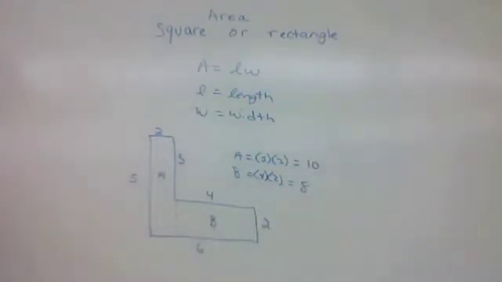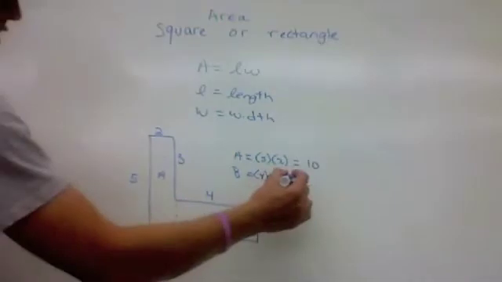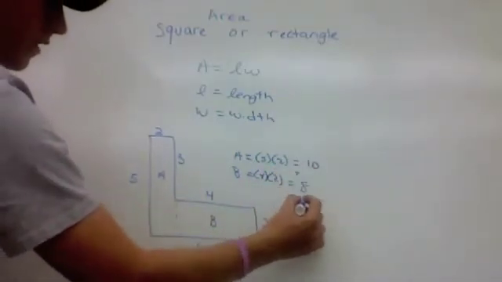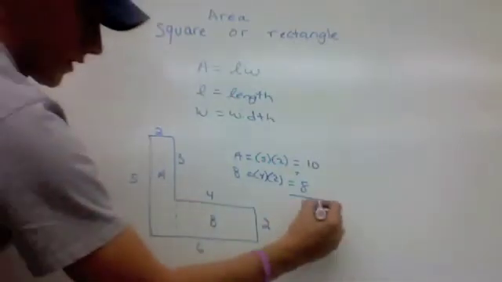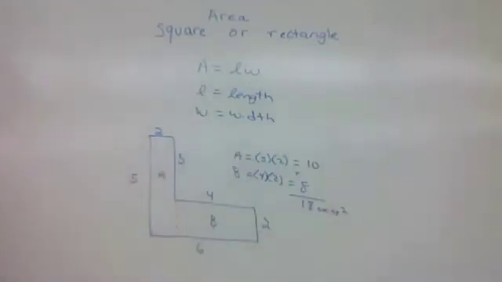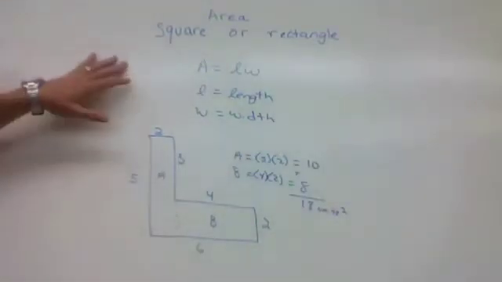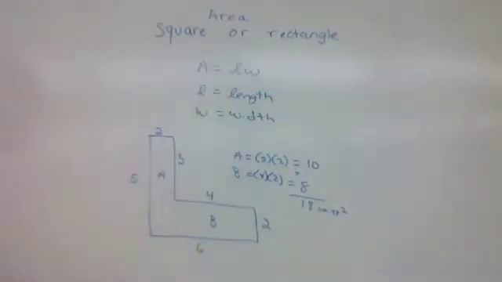Now we're not finished. Once we've done that, we have A and B, and we've got to add the two together. So we're going to simply add 10 and 8 together, and we're at 18. Since I didn't give you what the units were in this case, we're just going to call it units. So 18 units squared is our final answer. So again, to find the area of a square or rectangle, we're going to take area equals length times width.